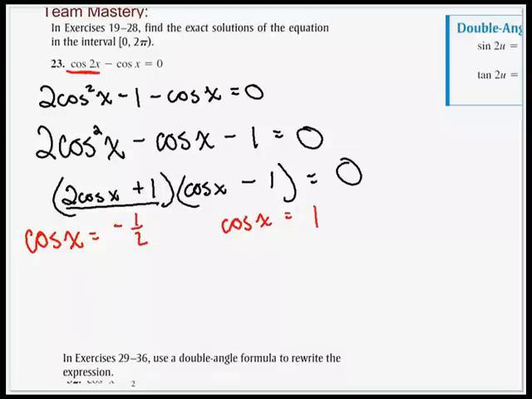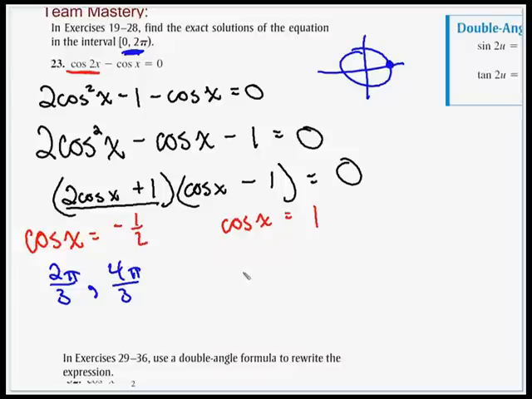Okay, on the unit circle, where does cosine of x equal negative a half? At 2/3 pi and 4/3 pi. And I'm not going to need the plus 2 pi n because we're still on a restricted interval just between 0 and 2 pi. And where does cosine of x equal positive 1? Well, again, on the unit circle, that's our x-axis, or x-coordinates or cosines. Positive 1 would be right there, so that happens at 0 pi.